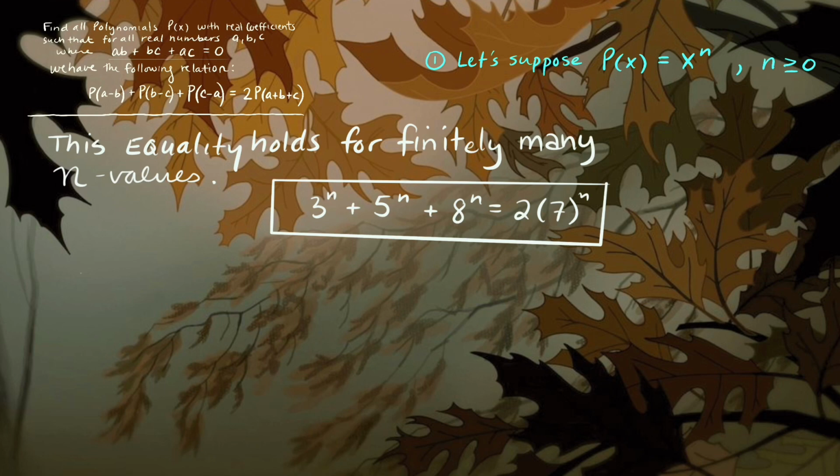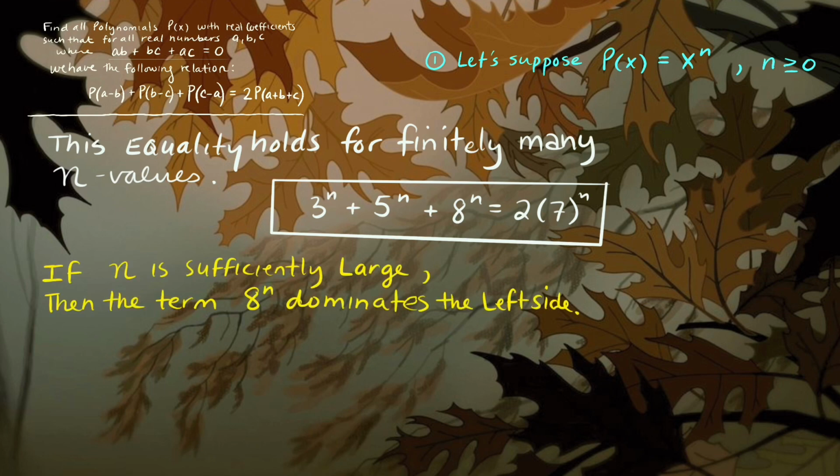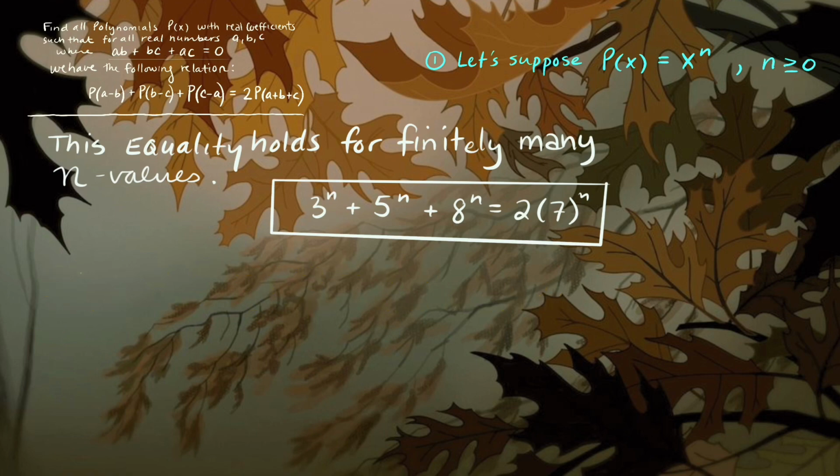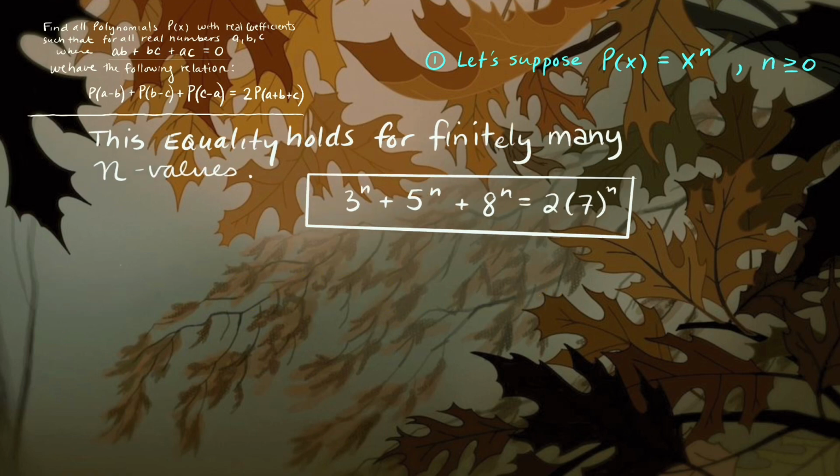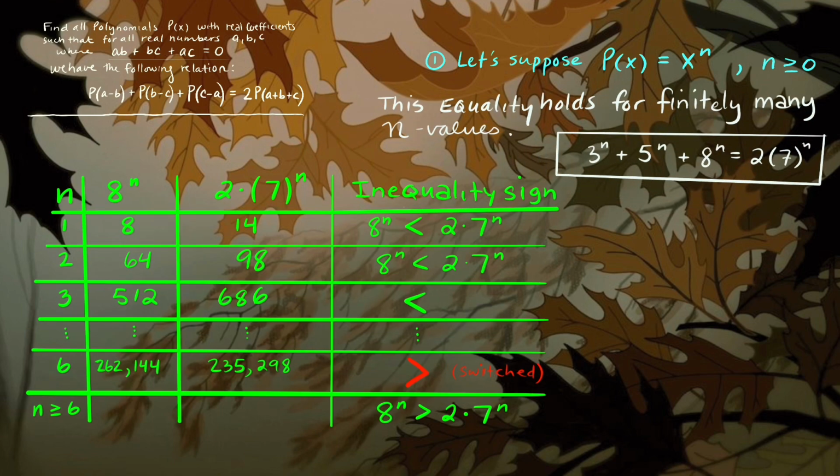And if you take a close look at this equation, you'll notice that if n gets sufficiently large, then that 8 to the nth power would dominate the left-hand side of this equation, and therefore it would overtake any 7 to the nth power at some point. So we have to figure out at what point it takes over. And if we look at the inequality between 8 to the n and 2 times 7 to the n, right around n equals 6 is when we get a switch of inequality, and it'll continue to be that forever.